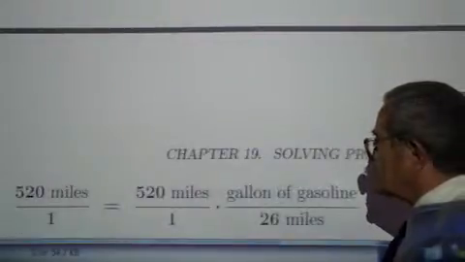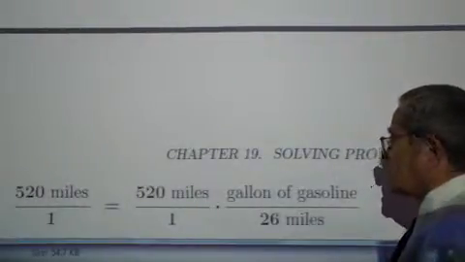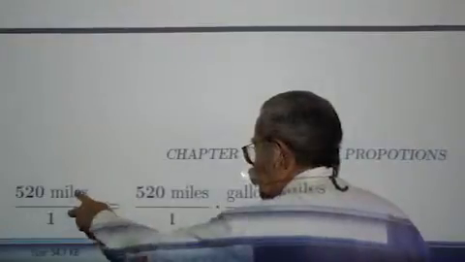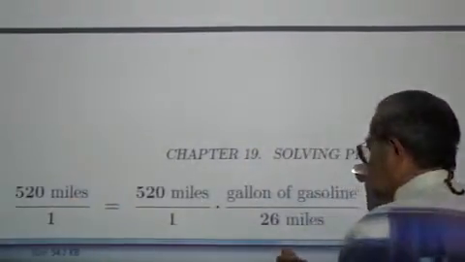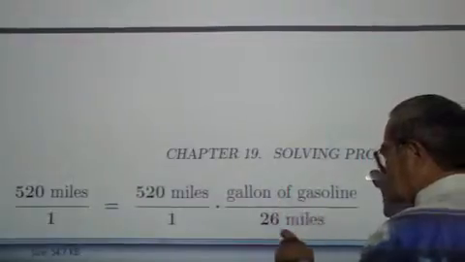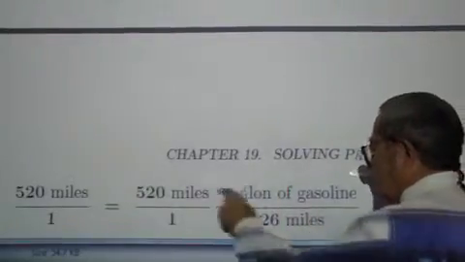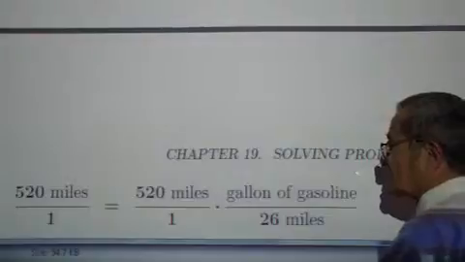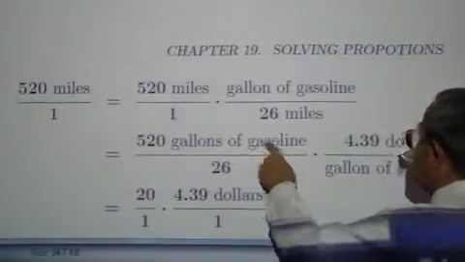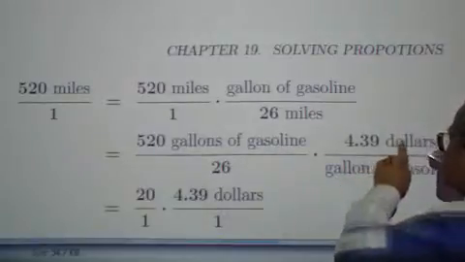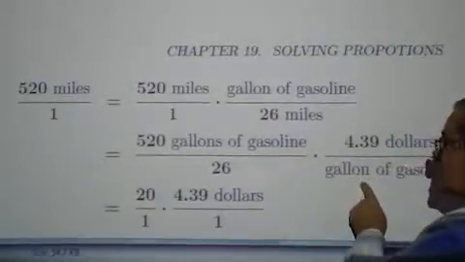So what I wanted to do is set up a ratio, 520 miles over 1 to make it a fraction. Multiply by number of gallons per 26 miles. The miles drop out, you are left with gallons, which is wonderful. And then you multiply the gallons by dollars per gallon. Again, the gallons drop out.